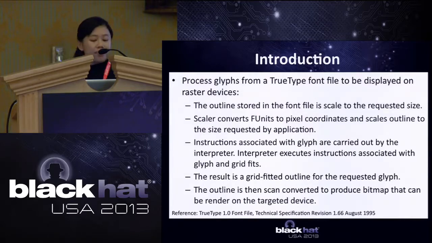Basically, this slide summarizes the process of a glyph being displayed on a raster device. First, the outline stored in the font file is scaled to the requested size, and the scaler converts font units to pixel coordinates and outlines to the size requested by the application. The interpreter will execute the instructions associated with the glyph and grid fits. The outline is then scanned and converted to produce a bitmap that can be rendered on the targeted device.